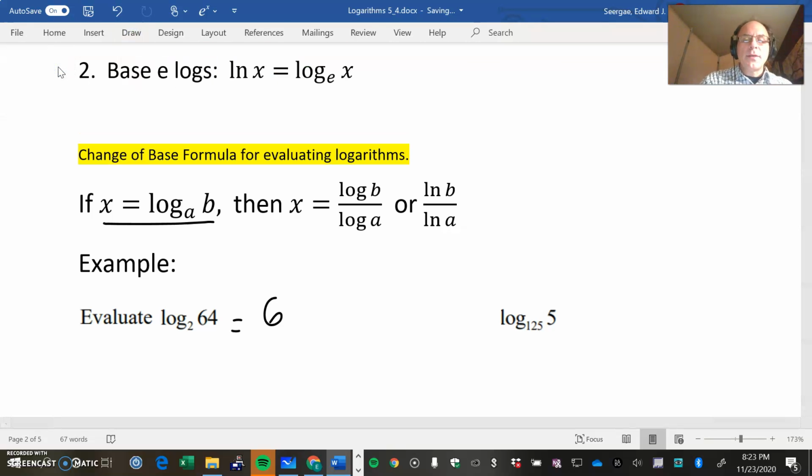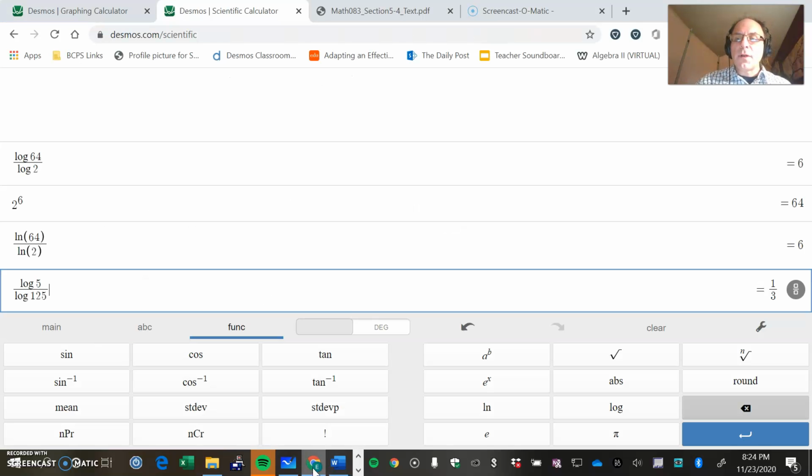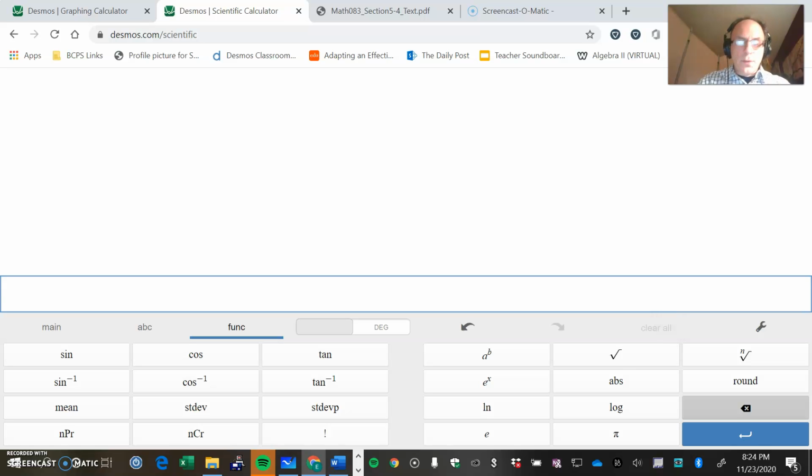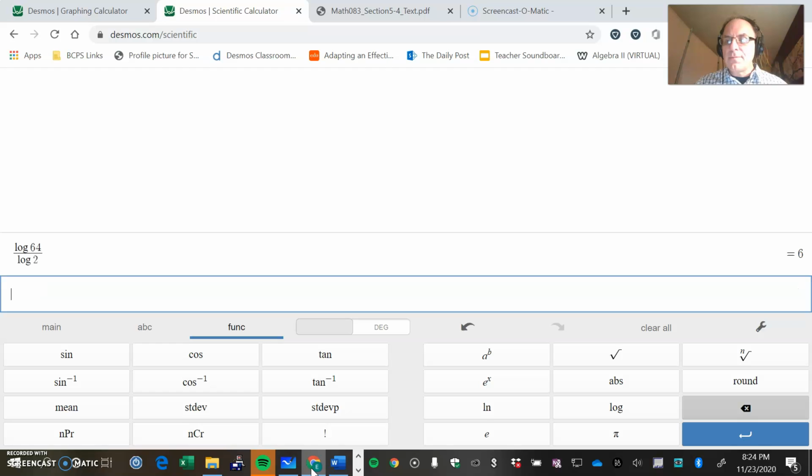Okay, so how else are we going to get 6? We're going to change our base to base 10. That means we're going to write this as log 64 over log 2. Or you can use natural log of 64 over the natural log of 2. And that will still get us an answer of 6. So we'll go in and use this in our calculator, and we'll just use this as simply log 64 divided by log 2. You can see that we get an answer of 6.